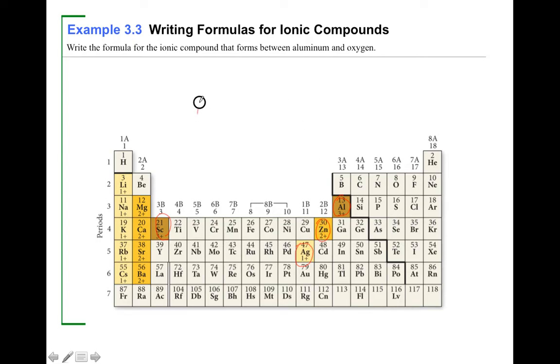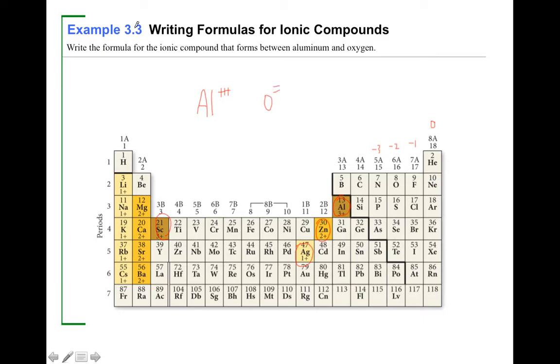So if aluminum is going to take on a +3 charge, 1, 2, 3 plus signs, what's oxygen going to take on? This group has a tendency to take on -1, 0, -1, -2. Oxygen is going to have a tendency to take 2 electrons to become like neon.